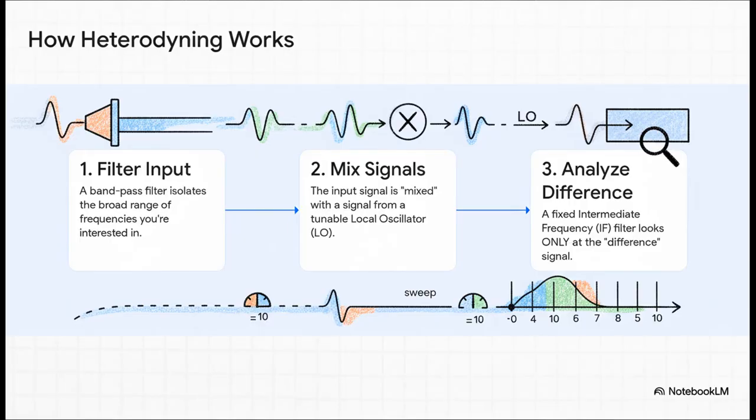So here's how that process works in 3 basic steps. First, an initial filter just gets rid of any signals way outside the range you even care about. Second, your signal gets mixed with a tunable signal from something called a local oscillator, or LO. This is the key frequency shifting step. And finally, that one perfect fixed filter, the intermediate frequency, or IF filter, analyzes the result. By sweeping the LO's frequency, you're sweeping which part of your input signal gets shifted into the view of that IF filter. And that is how the analyzer creates its scan.